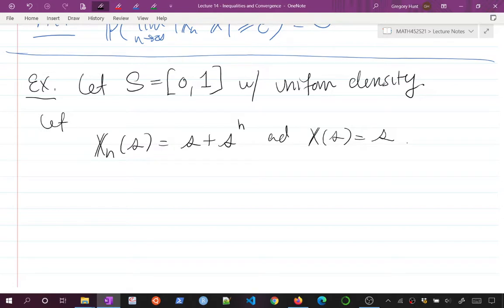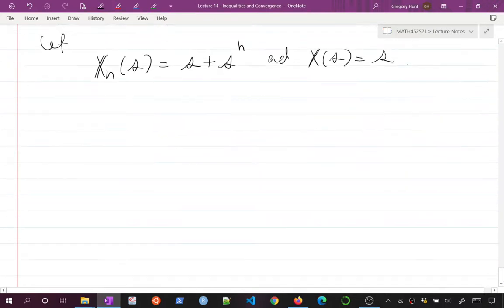Wonder if I can draw a picture of these. I think I can draw a picture. Am I smart enough to draw a picture? What does s to the n look like? We'll see. So here's our unit interval.